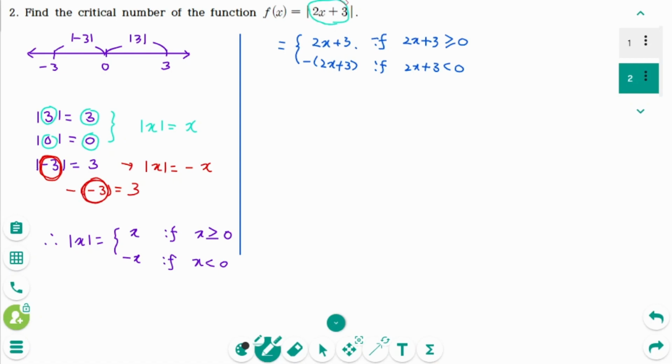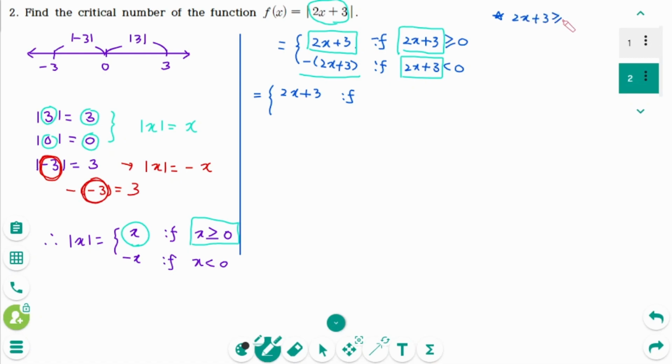Think of everything inside the absolute value as a large X. If large X is greater than or equal to 0, then X. And if this large X is negative, minus large X. Then we can rewrite as 2x plus 3 if 2x plus 3 is greater than or equal to 0, then 2x is greater than or equal to minus 3, then divide by 2 on each side, x is greater than or equal to minus 3 over 2, and minus 2x minus 3 if x is less than minus 3 over 2.